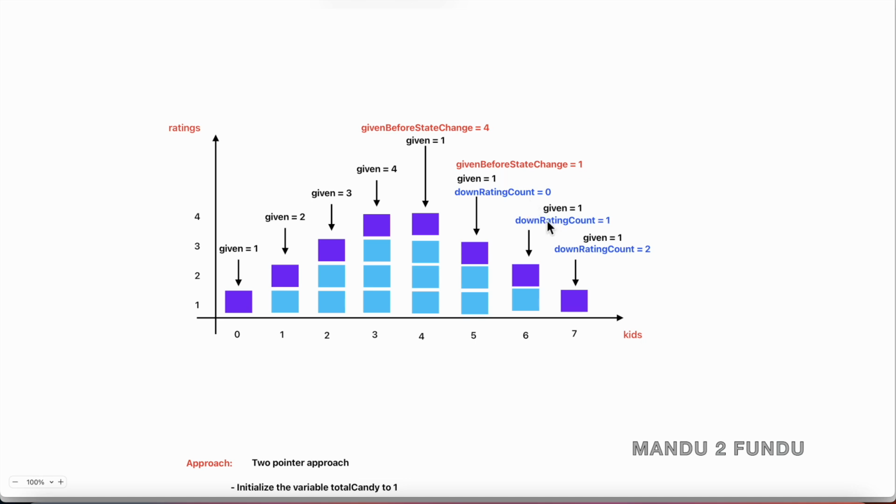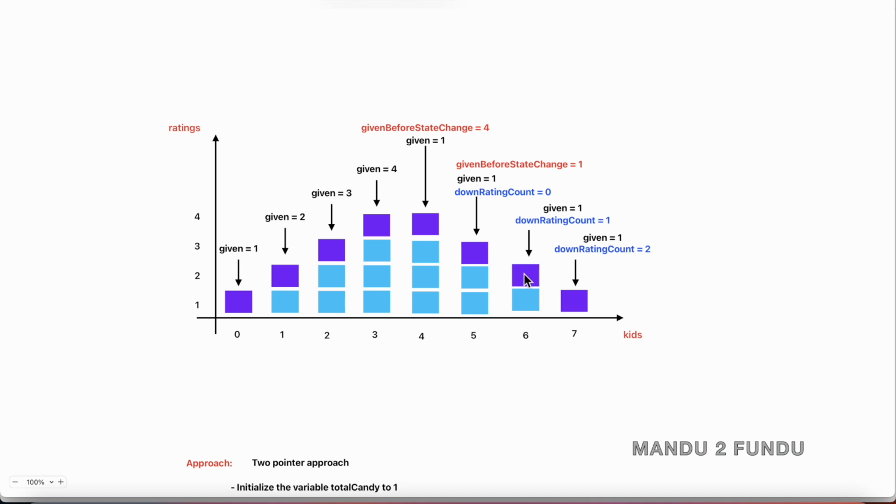So when we come here, the down rating count is 1. So when we come here, we check whether the down rating count plus 1 is equal to the given before state change, okay? So if that is same, then we have to increment the total candies count and we have to increment 1 for each kid present in the trending down as well as the kid which is part of the previous trending state, okay?